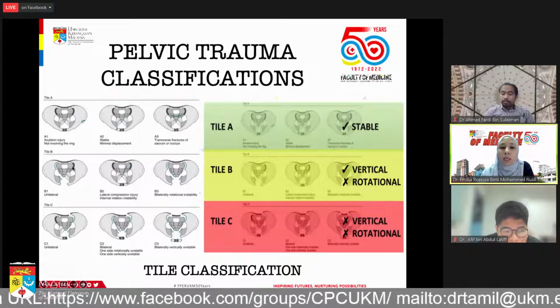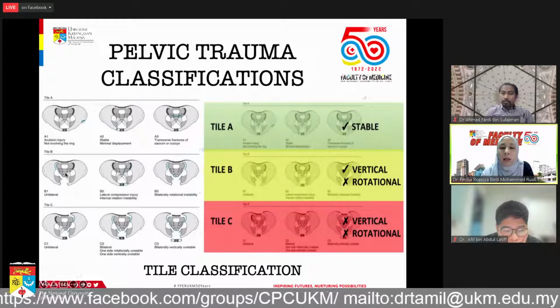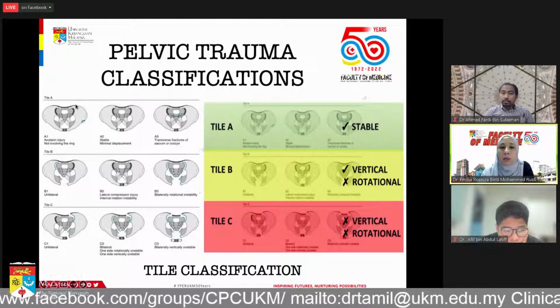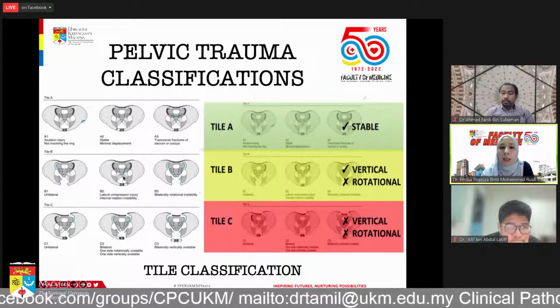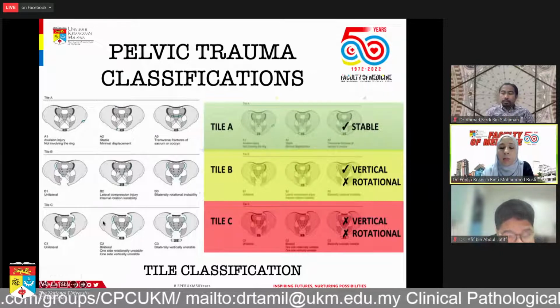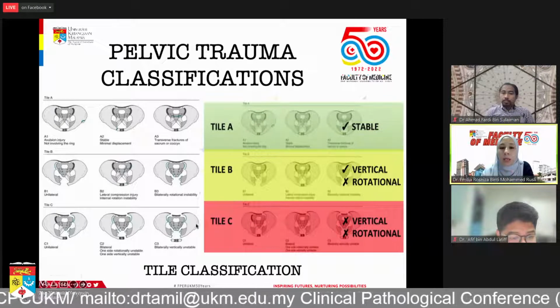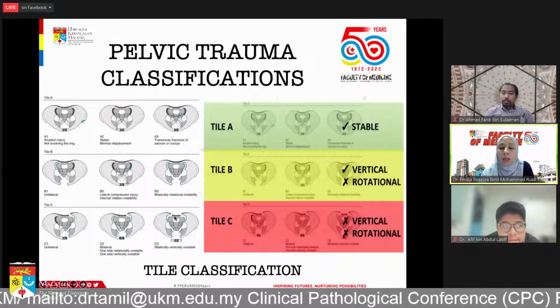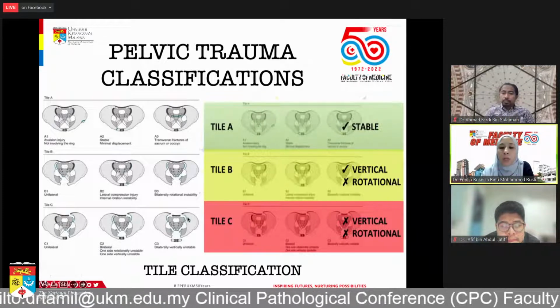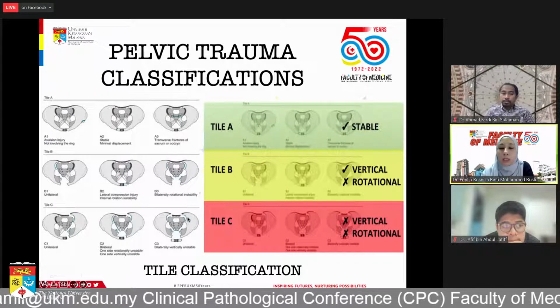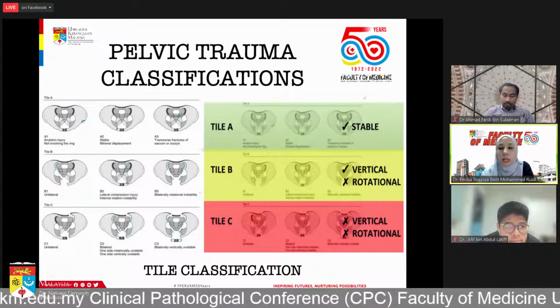If you look at Tile A and Tile B, you can see that the posterior sacroiliac joint is still intact for both. But in Tile C, there is disruption of the posterior sacroiliac joint ligaments. When these ligaments are involved, it means there is vertical and rotational instability, and this is a completely unstable fracture.